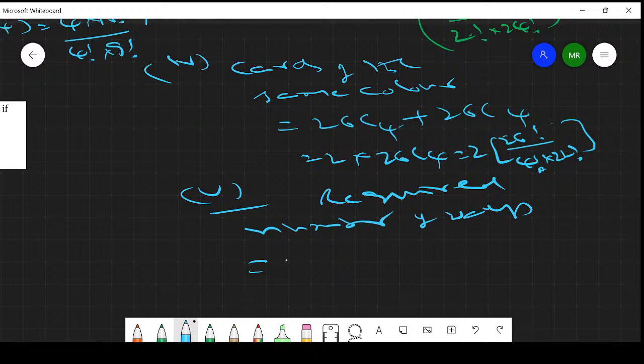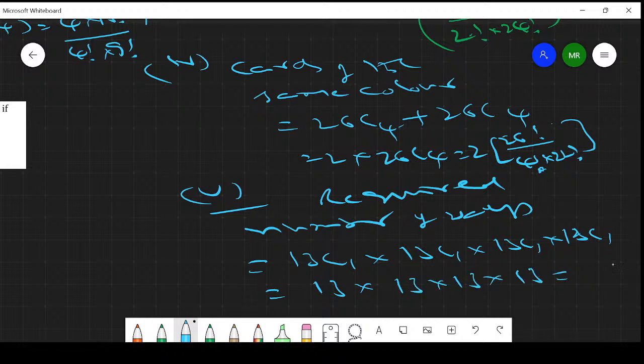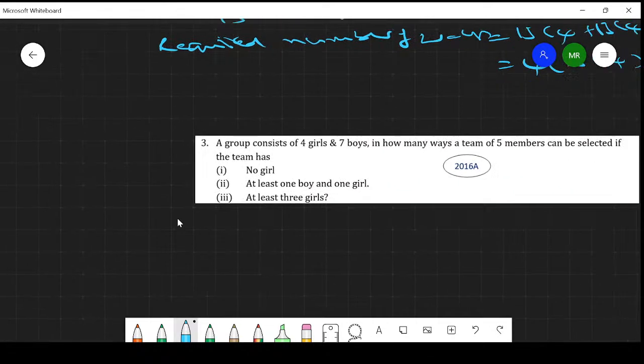Each card from a different suit. I can write now 13C1 into 13C1 into 13C1 into 13C1. One card from one suit, like 4 cards. It will be 13 whole power 4. 13 power 4, that will be our answer. Like this I completed this. They may not ask all the cases, but any 2 or 3 they may ask for 5 marks.